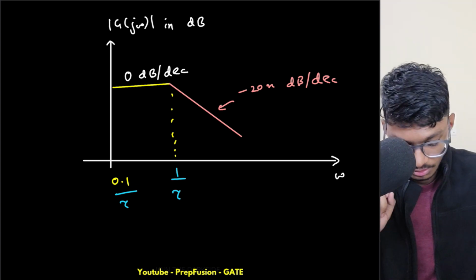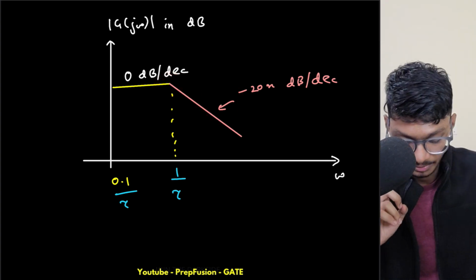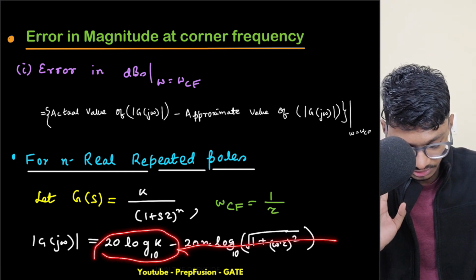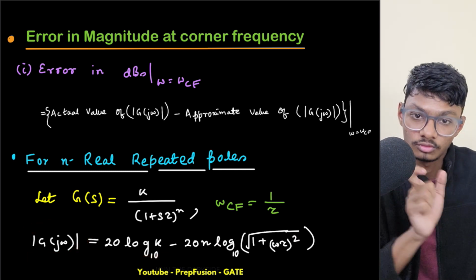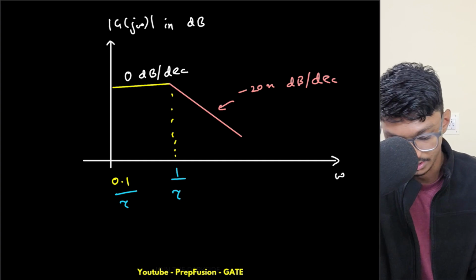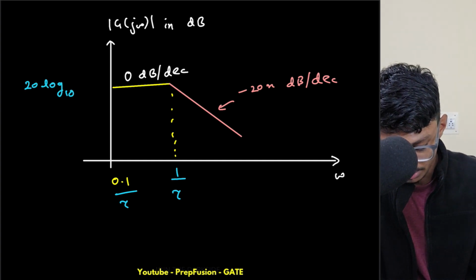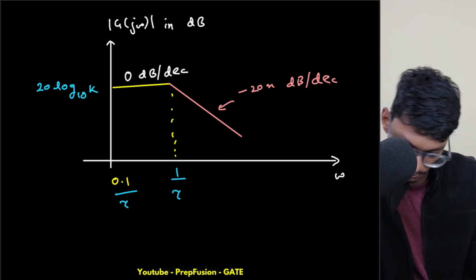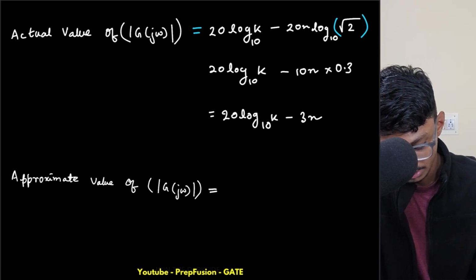Now what is happening? Here what is my magnitude? My magnitude here is 20 log k, because this term is tending to 0, so I am only left with 20 log base 10 k. The magnitude is 20 log k for the approximate value. We have already done this, still I am revising all these things. So here the approximate value is 20 log base 10 k.